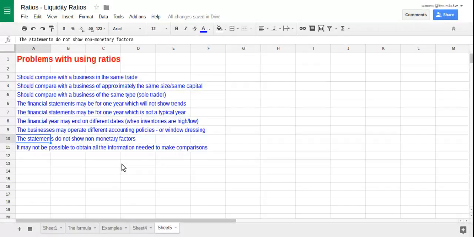Probably in the long term, that's not an issue because good managers generate good profit. But in the short term, if you've just changed your management, it may look like the business is doing poorly, but they've actually got in some fantastic new managers. And quite often, it's not possible to obtain all the information to compare with another business. The reason for that is because other businesses don't have to give the information out unless they are limited companies.